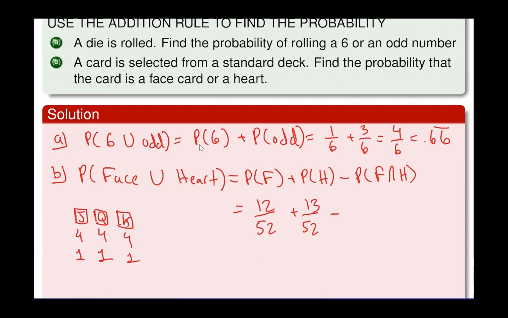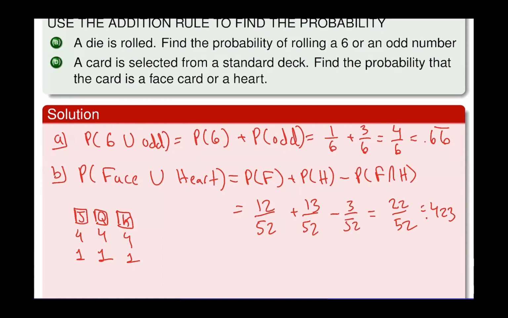So how many total face cards have a heart? 3 over 52. Yeah, 3 over 52. So if you do that, you should get 22 over 52. So then if you do 22 over 52, you get 0.423. So you get 0.423, and that's it for that one. Any questions in regard to that last one?